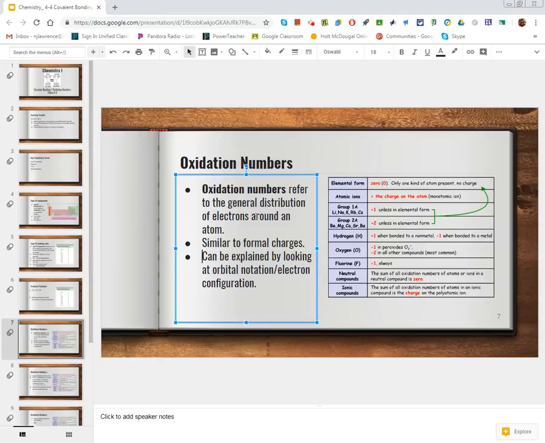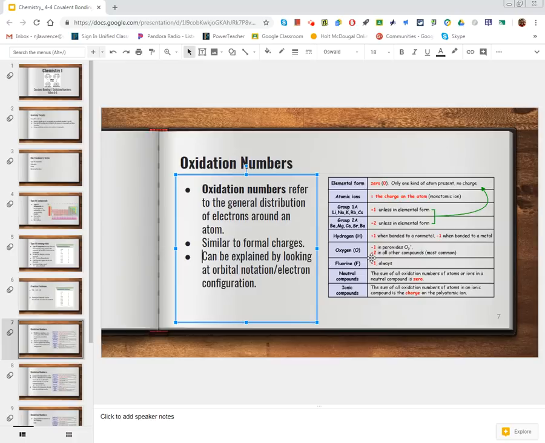And again, all these oxidation numbers can be explained by looking at the orbital notation or even the electron configuration. If you think about the valence electrons and the different suborbitals of S and P, you could look at the orbital notation and explain why these elements are willing to gain or lose electrons to not just obey the octet rule, but just to get rid of an orbital or so on.